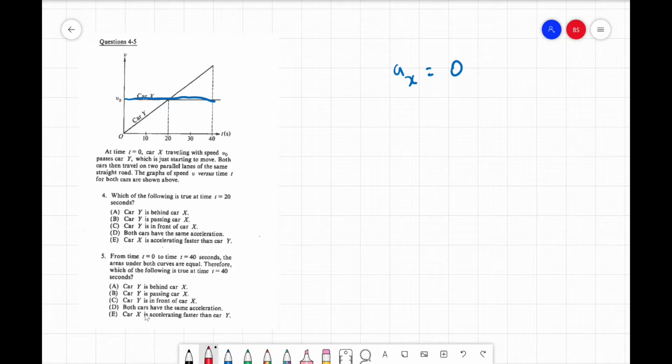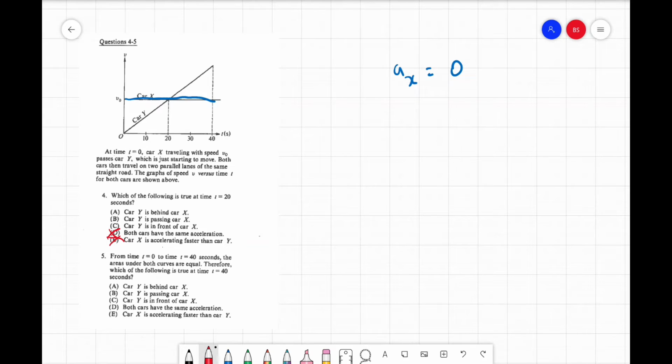So option D is both cars have the same acceleration, and that is obviously wrong because we know that car Y has some acceleration. Car X is accelerating faster than car Y is also wrong because car X's acceleration is 0 and car Y's acceleration is some positive number.